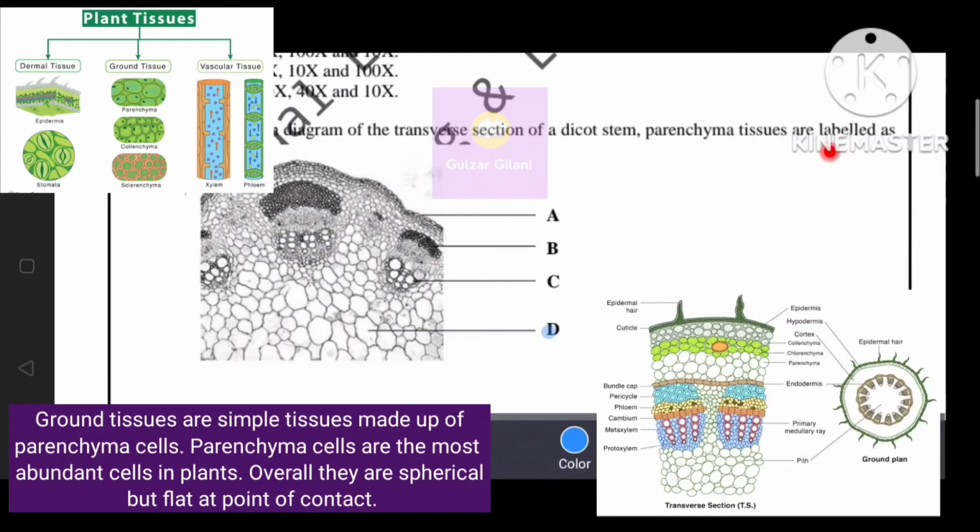तो हमें ऐसे सेल्स कहाँ नजर आ रहे? ऑप्शन D में. That's why option D is the correct answer, जो पैरेनकाइमा टिश्यूज को शो कर रहा है.